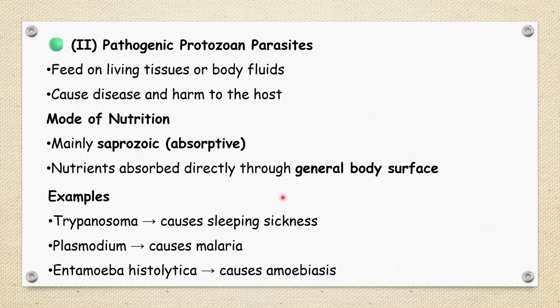So the best examples for this category are Trypanosoma, which is known for causing sleeping sickness, Plasmodium, which is known for causing malaria, and Entamoeba histolytica, which is known for causing amoebiasis.